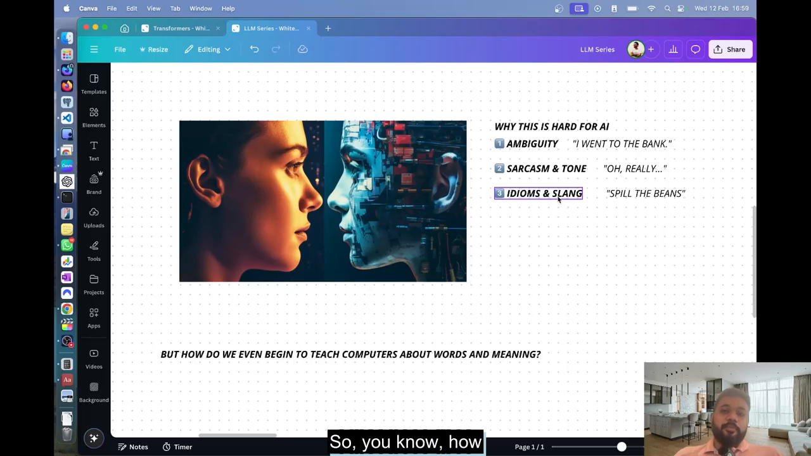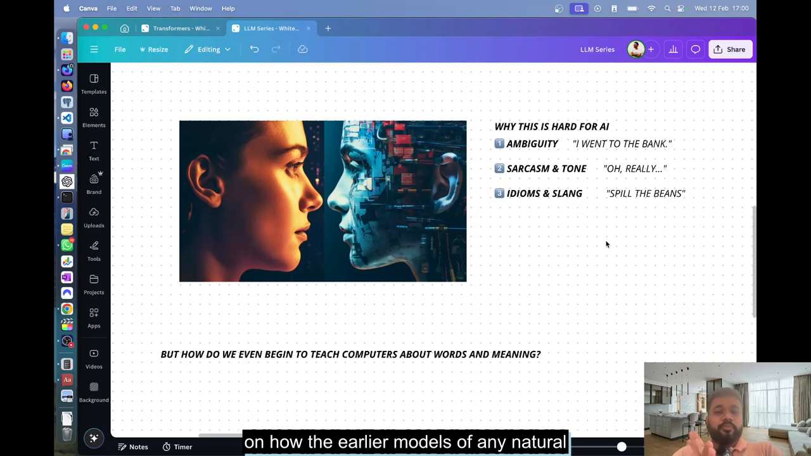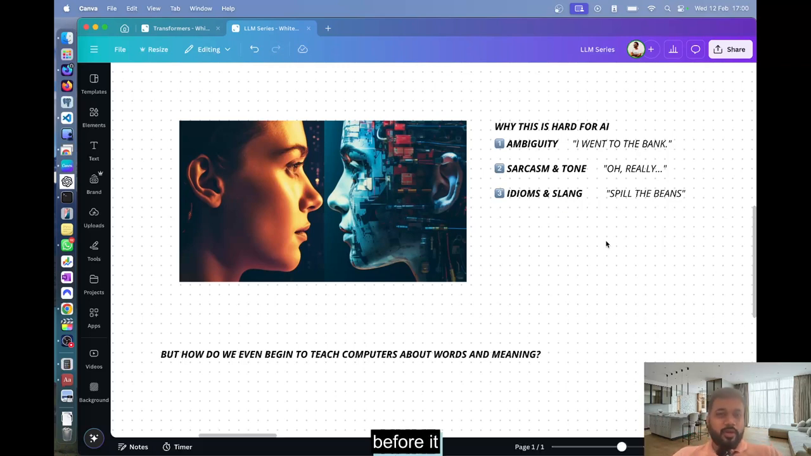So how these words and meanings were formed, how we made the computer understand sarcasm and tones, remove the ambiguity, and make it understand idioms and slangs, we'll get to it. But let's start with the very basics of how the earlier models of natural language processing, before it evolved into LLMs and ChatGPTs, used to perform and work, and then slowly, gradually we'll understand more about the LLMs themselves.